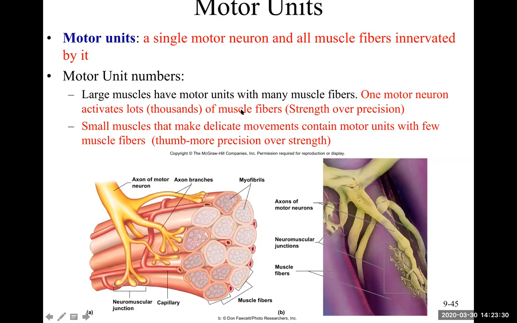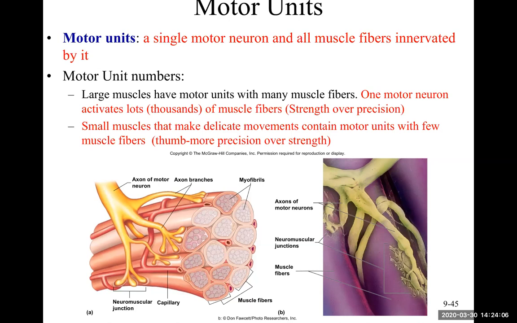In large muscles, one motor neuron activates thousands of different muscle fibers. Why is that important? You activate one motor neuron and 1,000 muscle fibers will contract. That gives you a lot of strength, right? So it makes sense for your quadriceps muscle, very big and strong. Well, you want strength over precision. So when that motor neuron activates, thousands of muscle fibers contract, pretty strong.